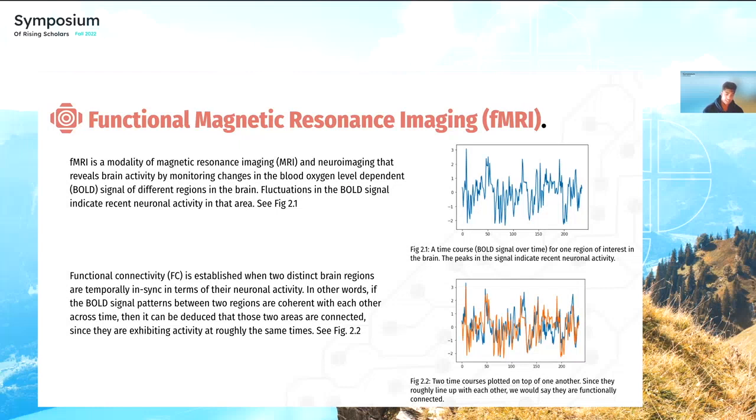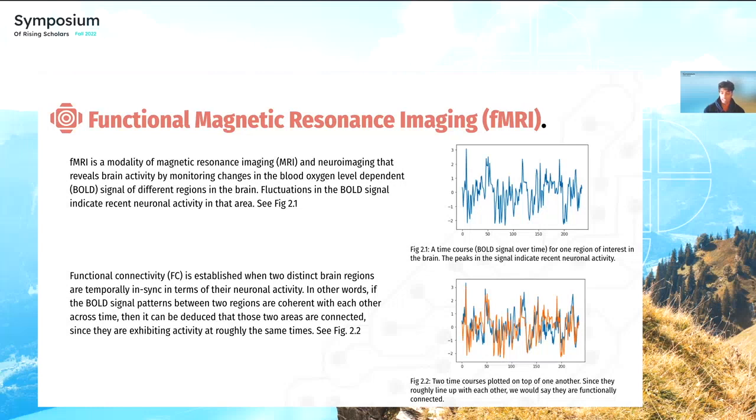The theory is that it's called a hemodynamic response. When a neuron fires in the brain, the local blood oxygen increases for a period of time. So monitoring fluctuations in BOLD signal can indicate recent neural activity in that area. Functional connectivity is established when two distinct brain regions are temporally in sync in terms of the neuronal activity. On the right, the first figure shows the BOLD time course for one region of interest, so one part of the brain. The peaks indicate neuronal activity, so that indicates that the brain fired at that point in time.